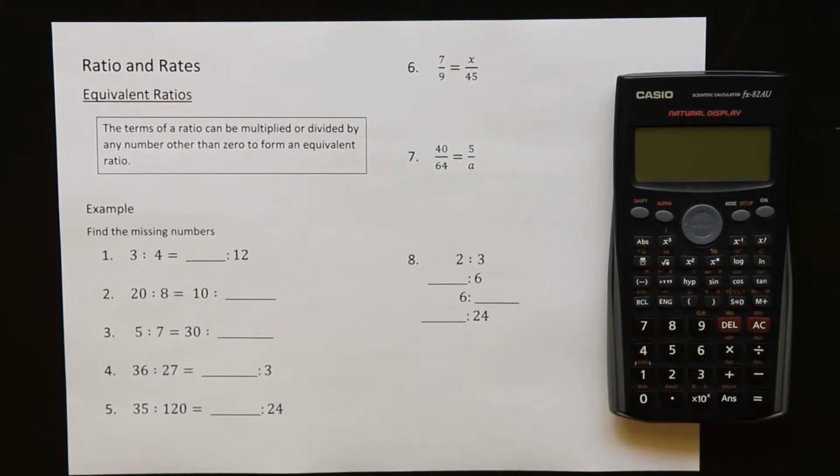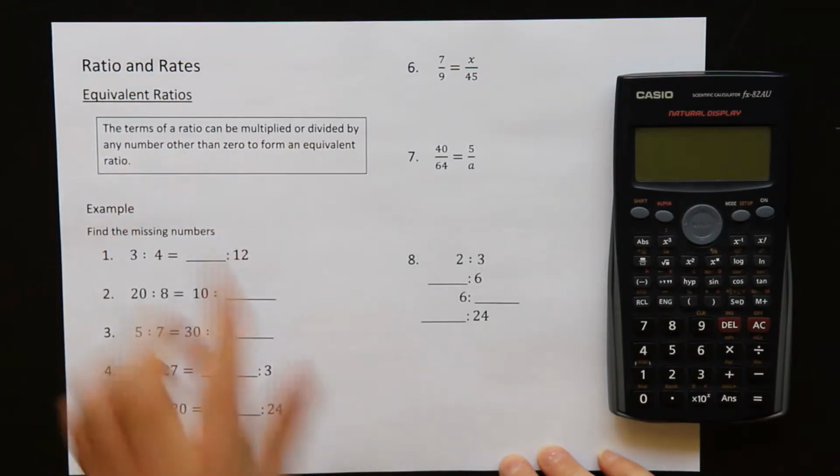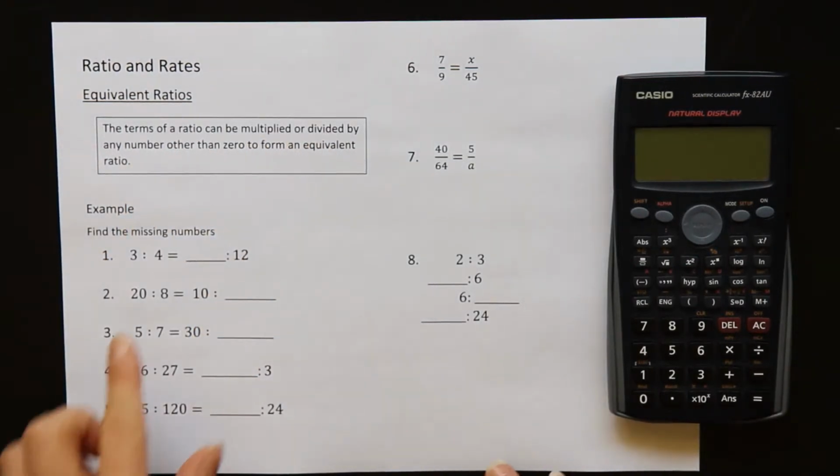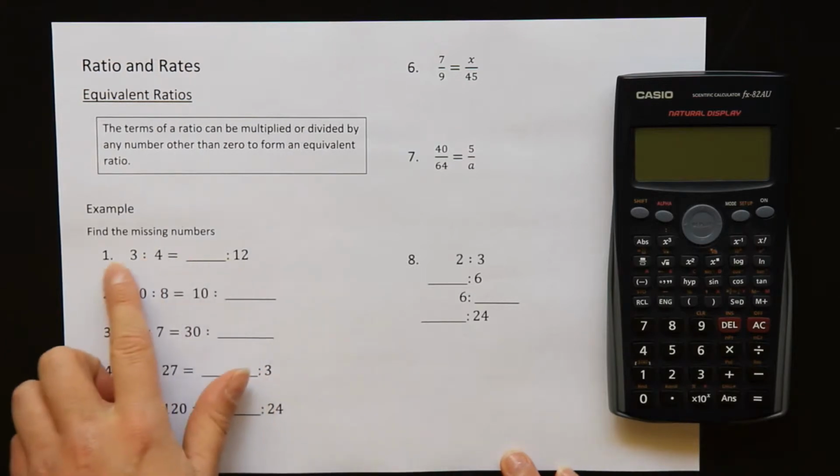Today we're doing some ratio and rates and we're looking at equivalent ratios. If you saw my last lesson we were doing simplifying ratios. This is not very different. The only difference is that when you're simplifying, you're always trying to make your ratios smaller. In equivalent ratios, we're still multiplying or dividing, but we're trying to do it to find a missing number.